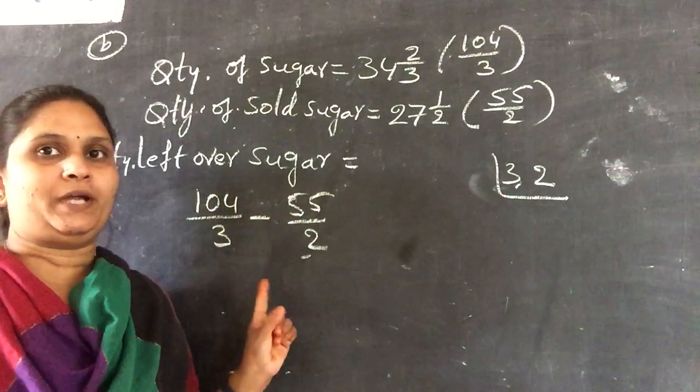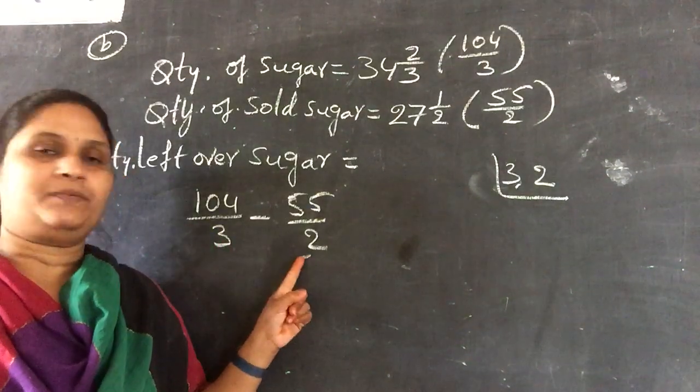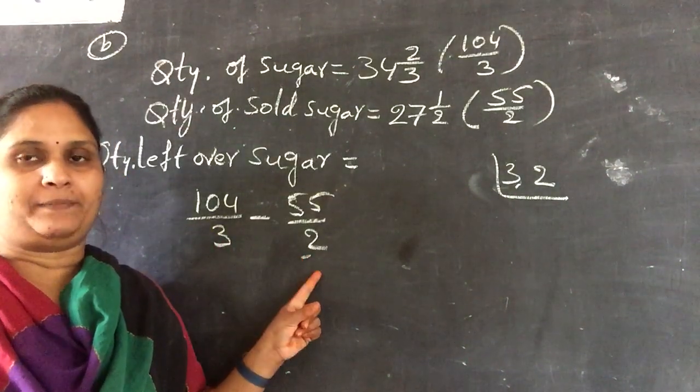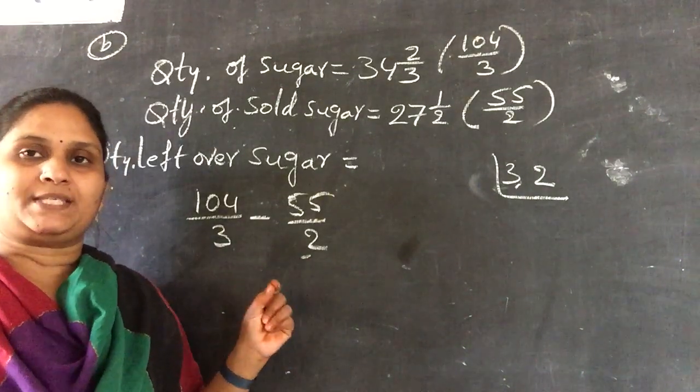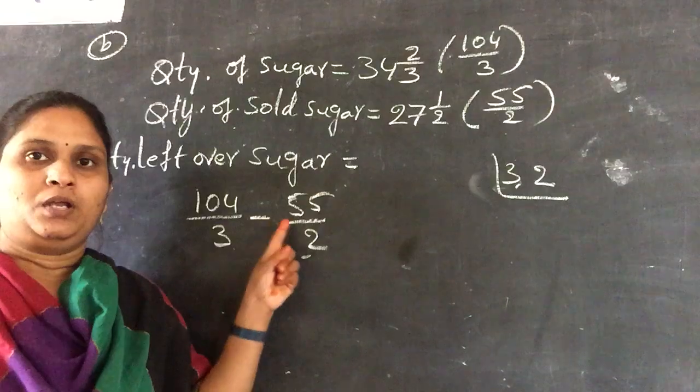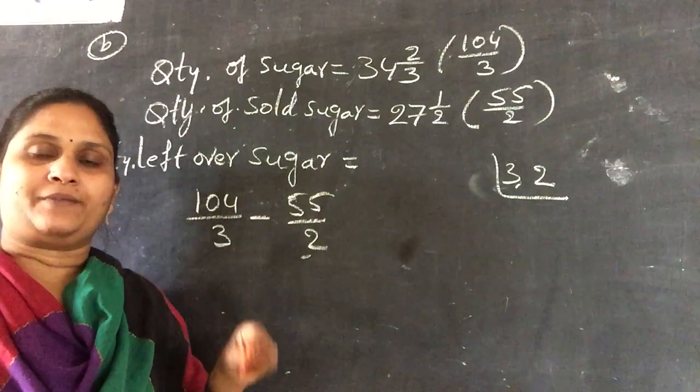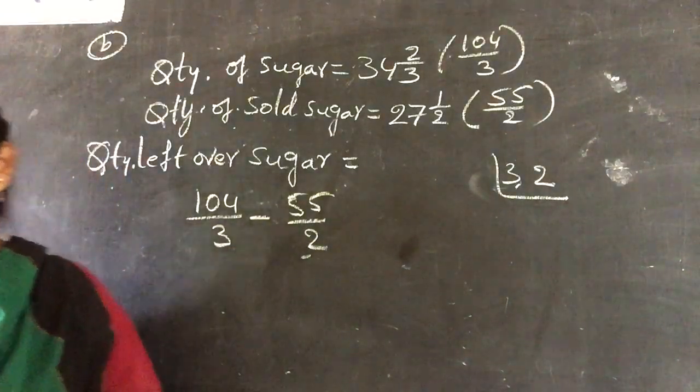Got it? Up to now I told you. Now take the LCM of 3 and 2. As 3 and 2 are prime numbers, definitely you will get 6 as the LCM. So with the 6 you have to simplify this and find the leftover sugar.